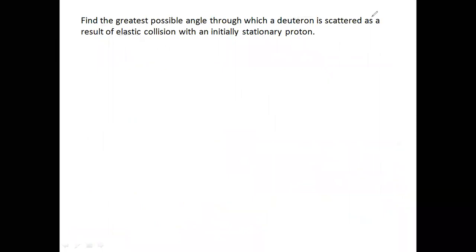Here we have a collision between a deuteron and a proton. So here we have a deuteron which has mass 2m. Let's say it moves with velocity v0. It collides with a proton of mass m. Deuteron collides with proton, and then after collision, the deuteron particle will be scattered at some angle. Obviously, the proton will be scattered in some other direction.